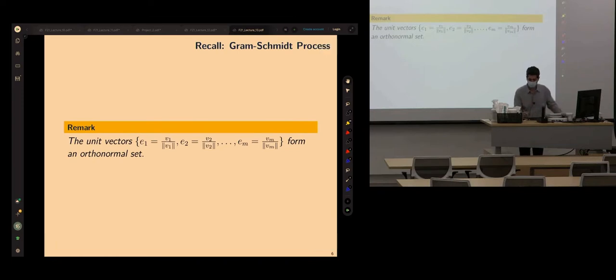And finally, we could normalize them. For every new vector, divide by its norm, and they're orthogonal and normalized. Now we have a set of orthonormal vectors. Every pair of vectors in this set is orthogonal and normalized. So this is what we covered last week in the previous lecture.